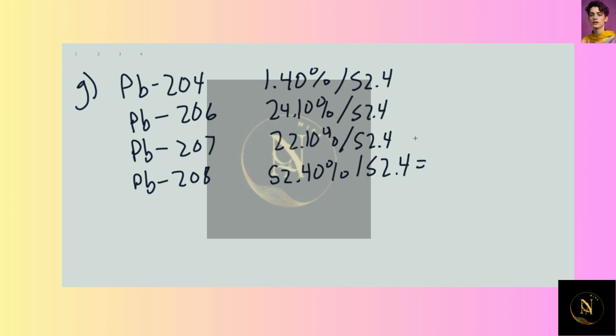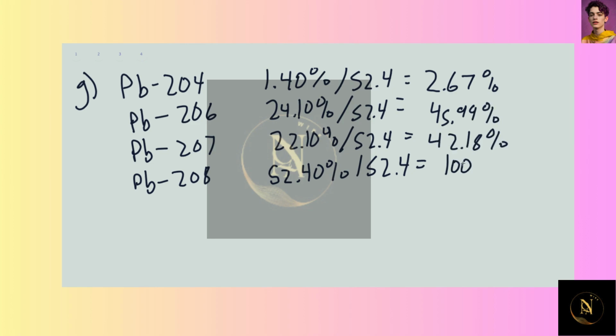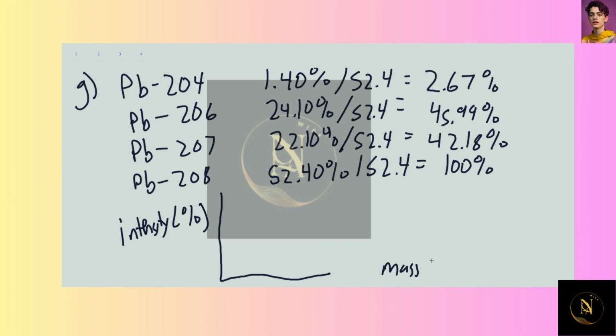And that gives us intensities of 2.67%, 45.99%, 42.18%, and 100% for lead 208. Now we can sketch our mass spectrum. On the y-axis, we have intensity in percent. And on the x-axis, we have mass in AMU. And on this x-axis, we have our isotopes 204, 206, 207, and 208.